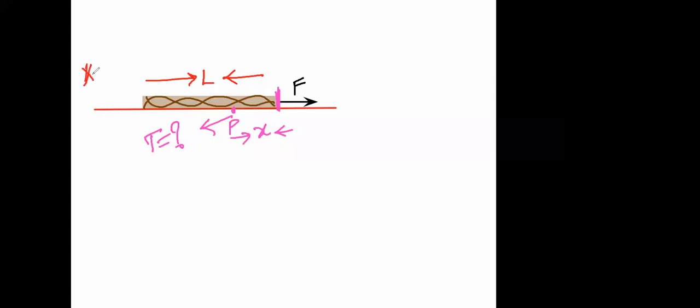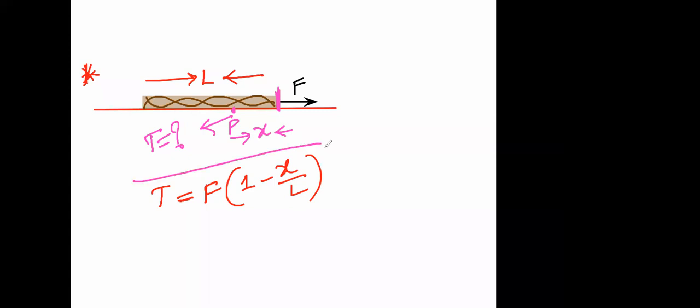So important this is. Tension at this point, T is equal to F into 1 minus X divided by L. This is the formula to calculate tension at the point P when the force F is applied on the rope of length L. T is equal to F into 1 minus X divided by L. Next.